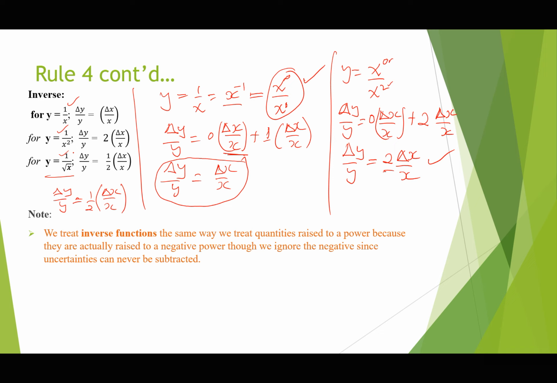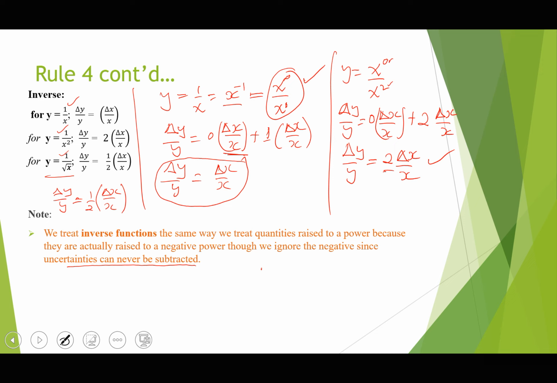I hope you have noted that. So we conclude by saying that we treat inverse functions the same way we treat quantities raised to a power, because they are actually raised to a negative power. Though we ignore the negative, since uncertainties can never be subtracted. Please, please never subtract uncertainties. I beg of you, never subtract uncertainties.